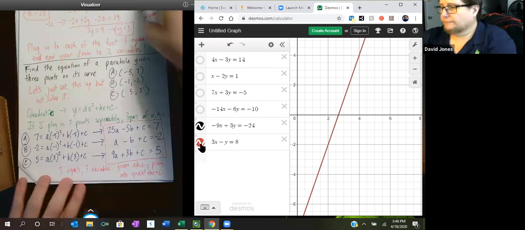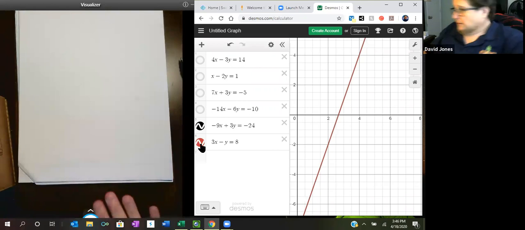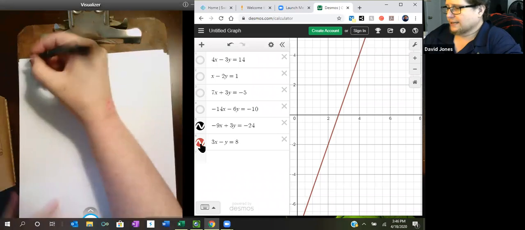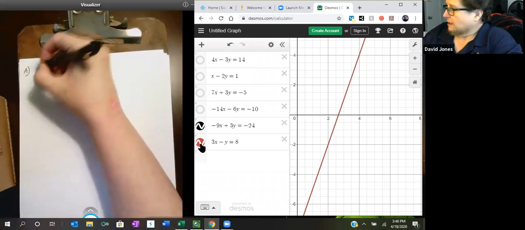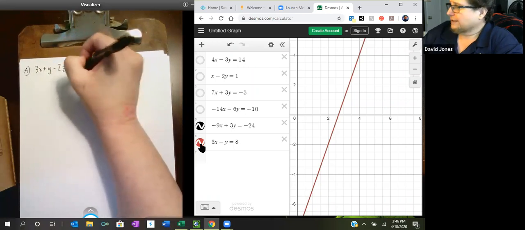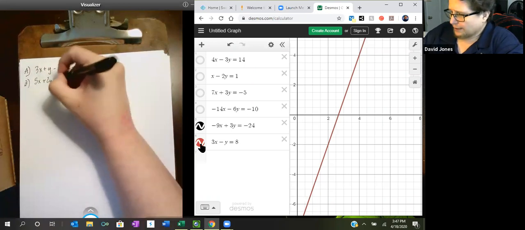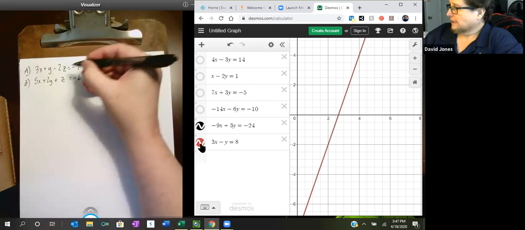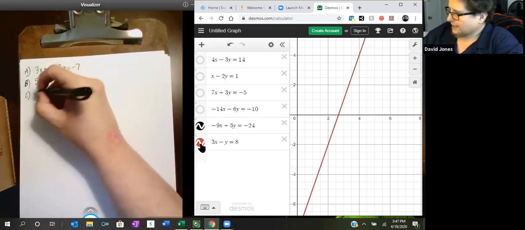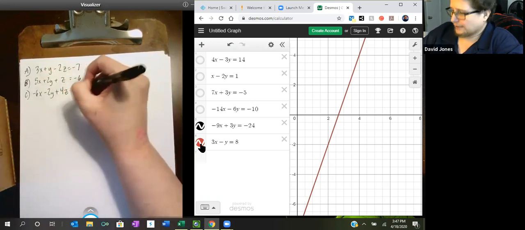Okay. One more idea in this section. Let's look at this system. A: 3x plus y minus 2z equals -7. B: 5x plus 2y plus z equals -6. And C: -6x minus 2y plus 4z equals 14.